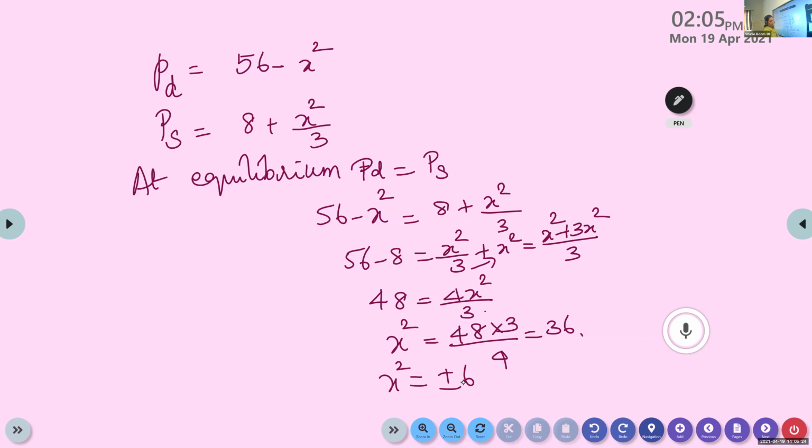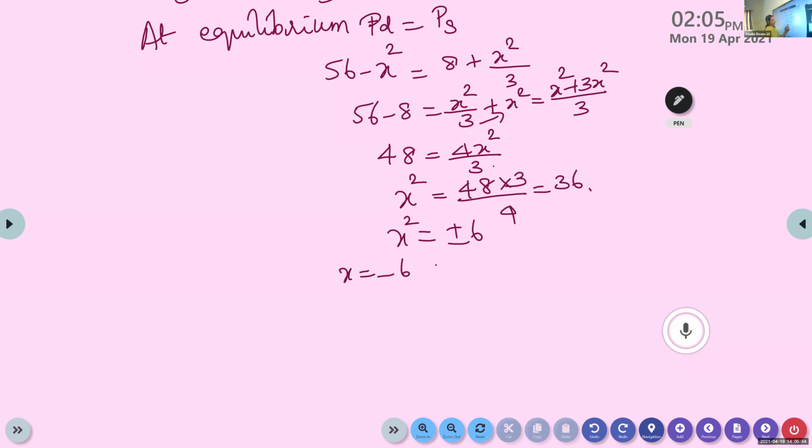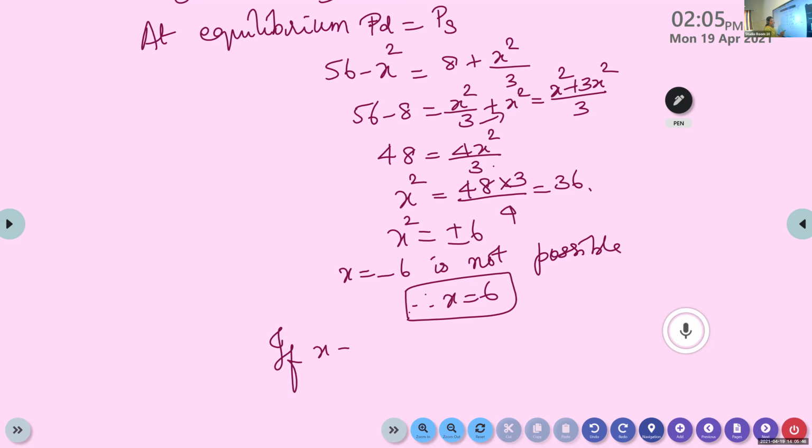But x is the number of items. So number of items in negative is not allowed, isn't it? So x is equal to minus 6 is not possible. Therefore, what is x? X is plus 6. Now, if x is 6, find out what is p.